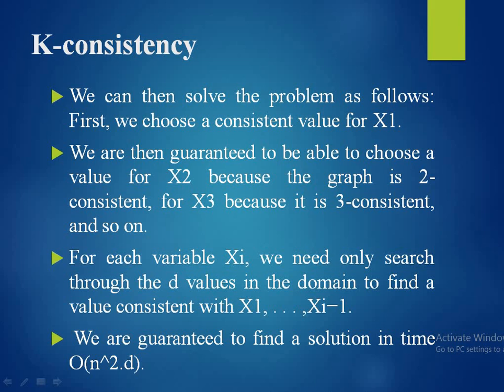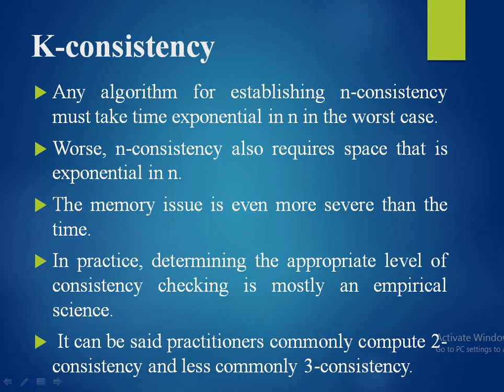We are guaranteed to find a solution in time O of n raised to 2 into d. Any algorithm for establishing n consistency must take time exponential in n in the worst case. Worse, n consistency also requires space that is exponential in n. The memory issue is even more severe than the time. In practice, determining the appropriate level of consistency checking is mostly an empirical science. It can be said practitioners commonly compute 2 consistency and less commonly 3 consistency.